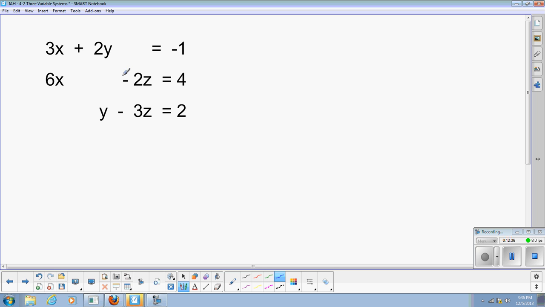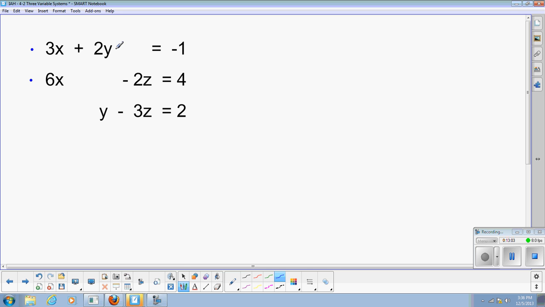Let's take a look at this system. Now I have a system where I have some of the variables there, and there are some missing. There's an x missing in the bottom one, y missing in the middle, and z missing in the top. I just have to figure out, what do I want to try to eliminate? Is there some way that I can eliminate something fairly quickly? All right, let's look at the top two equations. 3x plus 2y equals negative 1, 6x minus 2z equals 4.